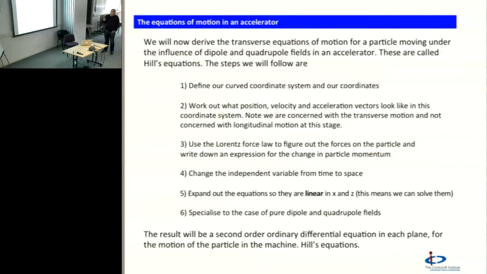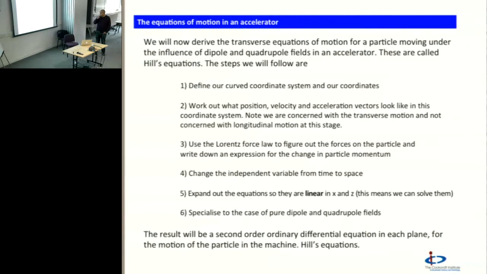We'll then change the independent variable. Remember, we wrote down the Lorentz force law as Newton's second law, which is a d by dt equation. That's not so good for accelerators because actually we want, as a magnet, a localized object in space. We want to use space and not time as the independent variable. So we'll change from time to space. We'll then expand the equations, so we're linear in our transverse coordinates, and then we'll specialize to the case of a pure dipole and a pure quadrupole field. They're the steps we're going to do.